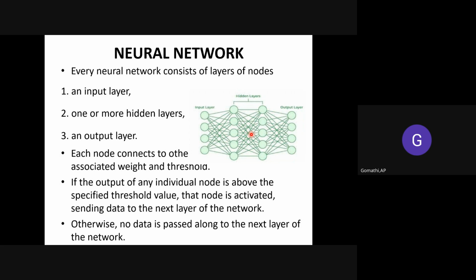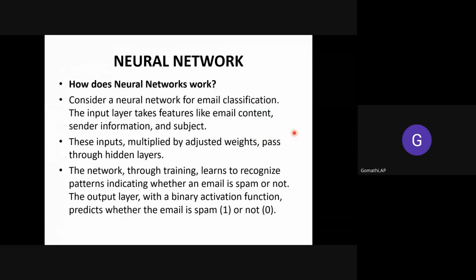For a classification problem, this layer might consist of one or more neurons that represent the class label. So we have to remember that the layers used in neural networks are the input layer, hidden layers, and the output layer. So how do neural networks work? Consider a neural network for email classification. The input layer takes features like email content, sender information, and subject. Each node will have a single feature. The first node will have the email content, the second node the sender information, and the third node the subject.